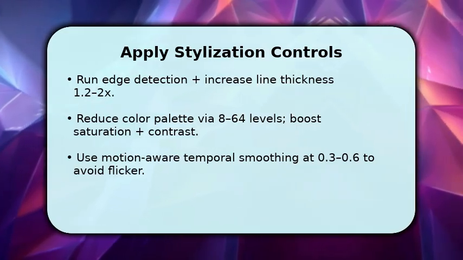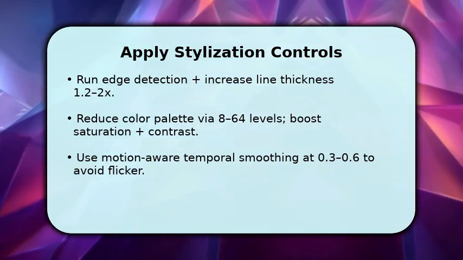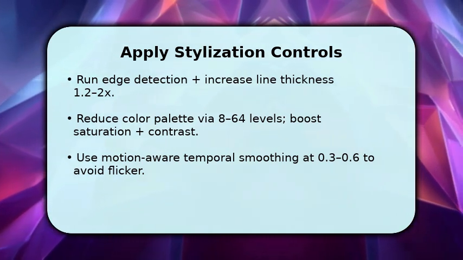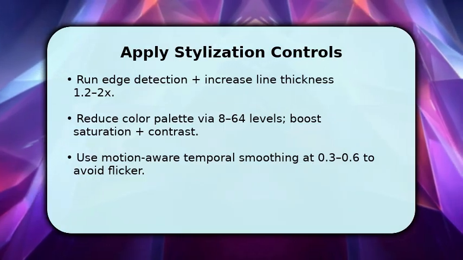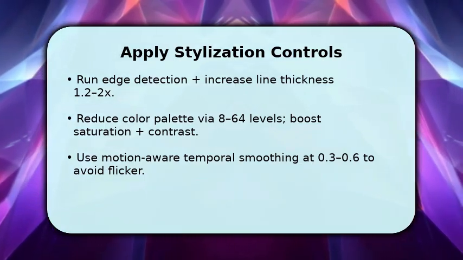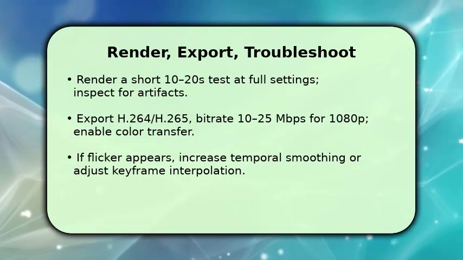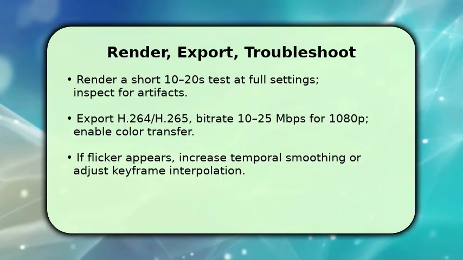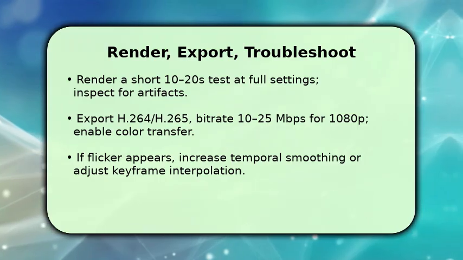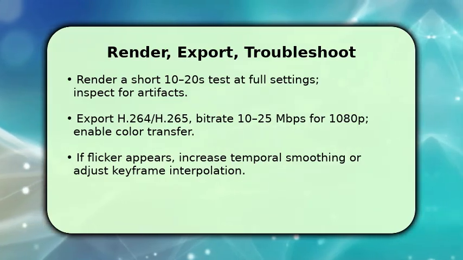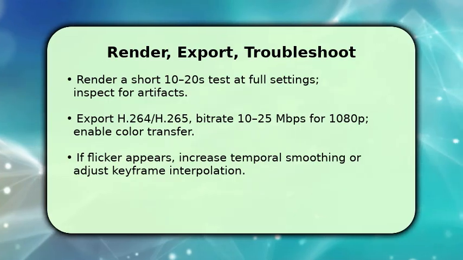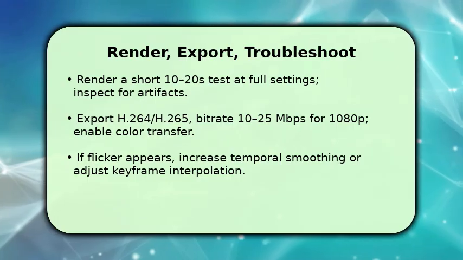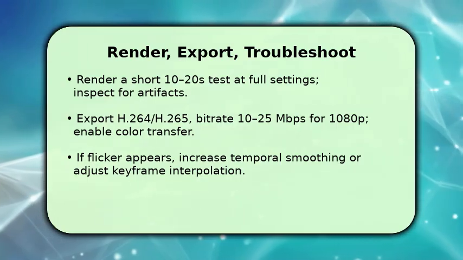avoid flicker. If characters cross complex backgrounds, paint masks or use depth-aware filters to keep edges crisp where it matters most. You finish by rendering a 10 to 20 second test at full settings to inspect outlines, color banding, and motion consistency. Once satisfied, export using H.264 or H.265 with a 10 to 25 Mbps bitrate for 1080p, and enable color transfer or gamut preservation so playback matches your edit.